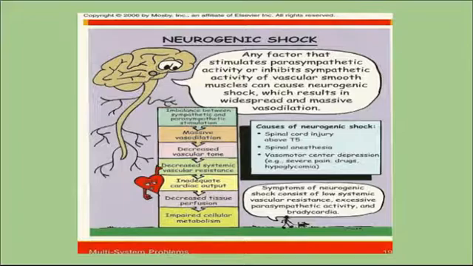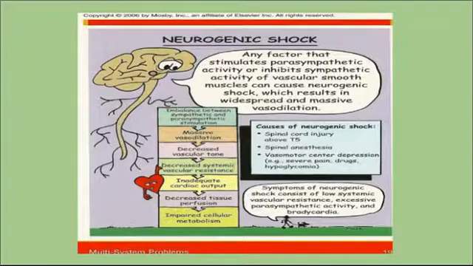You go into the whole shock stage that we talked about, and of course your management is with your vasoconstrictive medications, which I think are your norepinephrine, epinephrine, and dopamine, the drugs we talked about in the last lecture, so I'm not going to repeat them here.